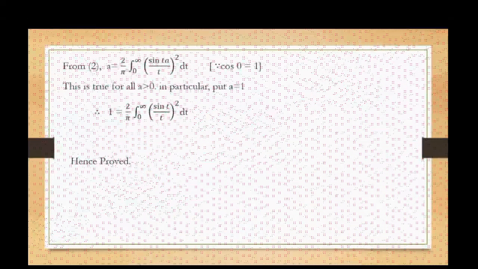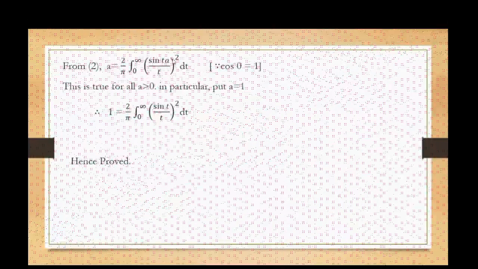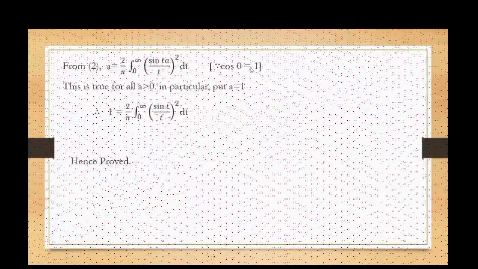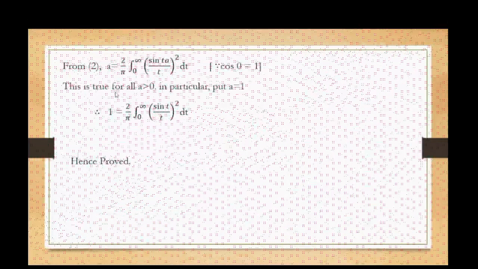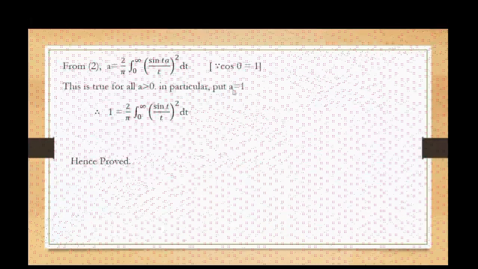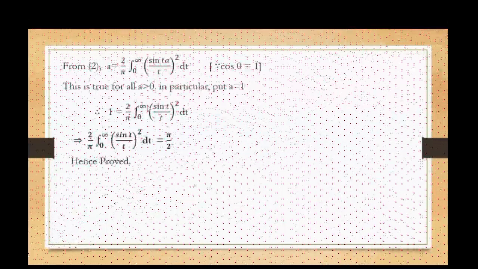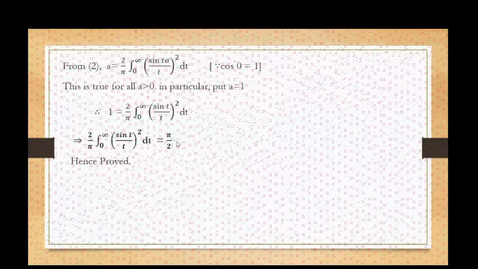So that a is equal to 2 by pi integral 0 to infinity (sin ta by t) whole square into cos 0. Here cos 0 is 1. So 1 into this thing, we will get the same thing. This is true for all a greater than 0. Okay, put a equal to 1, what do you get? 1 is equal to 2 by pi integral 0 to infinity (sin t divided by t) whole square dt, and 2 by pi goes to that side, so pi by 2. This is your answer.